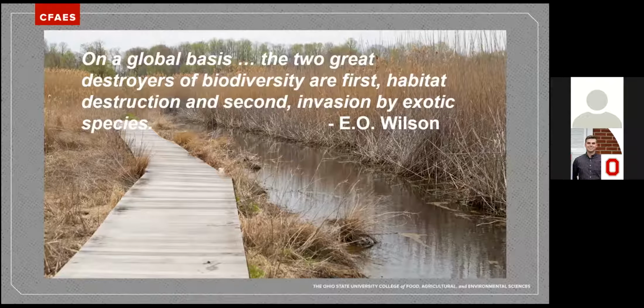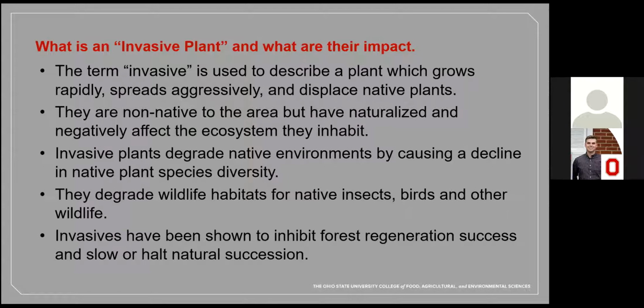Let's start by saying a few words about what are invasive species and what's a native plant. The term invasives describes a plant that grows rapidly, spreads aggressively, and displaces native plants. They don't belong in the area they're growing in, but have settled in and are having a negative impact on the environment by reducing diversity of good species. This has a cascading effect on native wildlife health, including bees, butterflies, and birds.